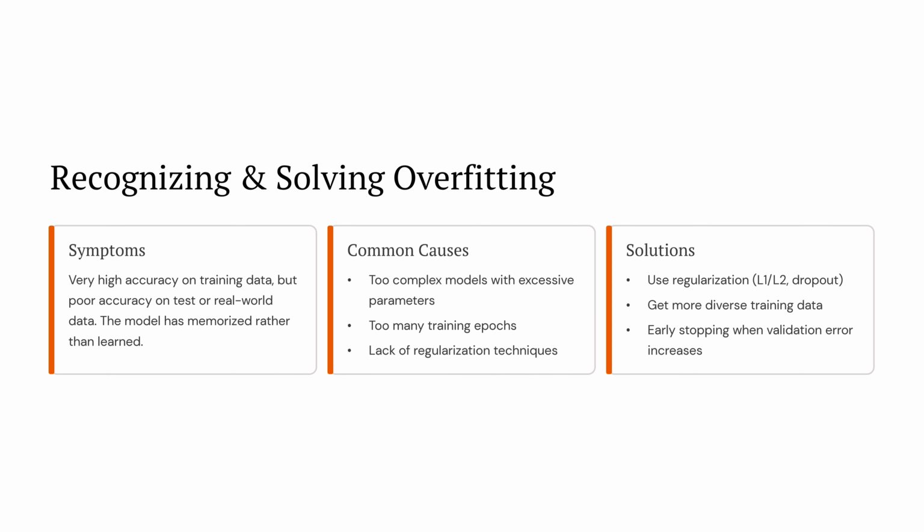How do we recognize overfitting? It shows up as very high accuracy on training data but poor accuracy on test or real world data. In short, the model has memorized instead of learned. So, what causes it? Models that are too complex, training for too many epochs, or skipping regularization techniques.